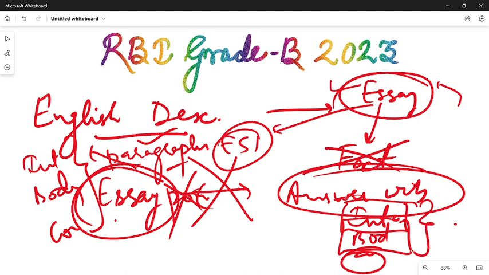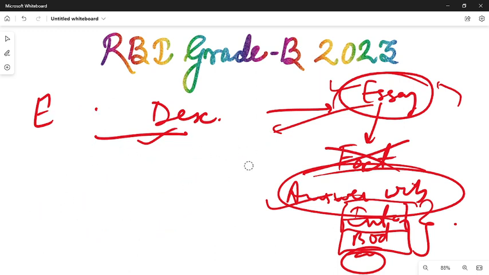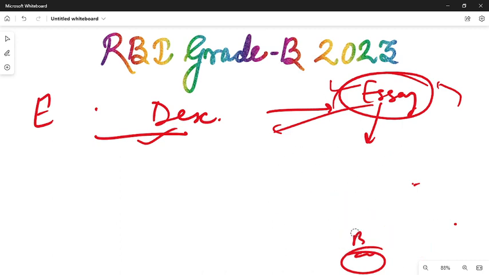So all of those things are important in answer writing, but not in the essay. In an essay, you don't need to cite so many facts. You only need to put more emphasis on the writing skills, on your grammar, on your punctuation, on your sentence framing. So that is the main idea of essay writing.